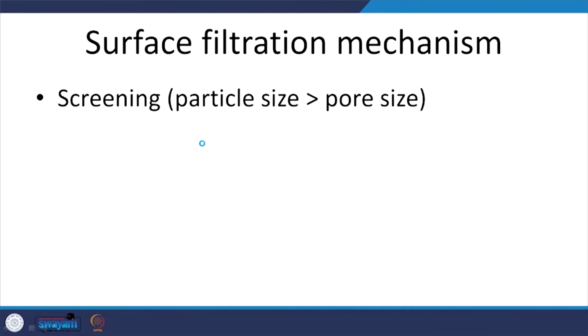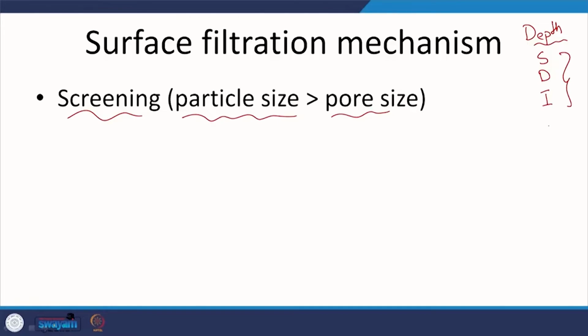So, let us move on. Surface filtration mechanisms, screening, obviously this is what I mentioned earlier, or straining, I used a different word. So, when the particle size is greater than the pore size, obviously, right. Here I should have pointed out that we were talking about depth filtration until now. In the context of depth filtration, we looked at sedimentation, diffusion and interception, in general the principle-based mechanisms, and we also looked at the other 5 mechanisms, which included flocculation and so on and so forth.